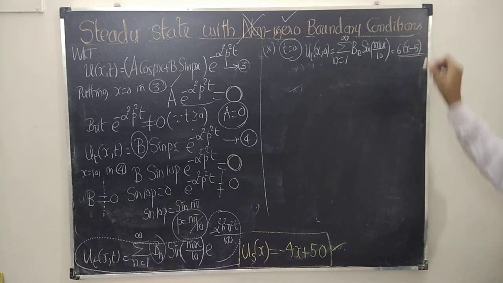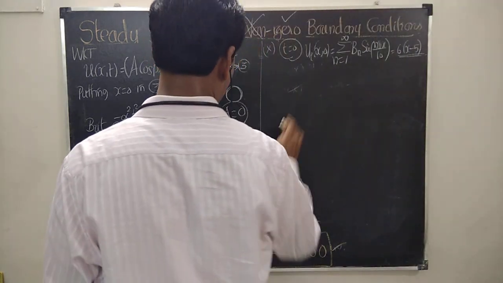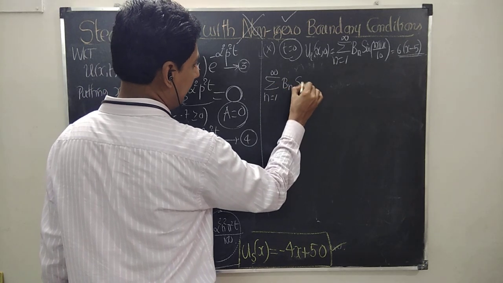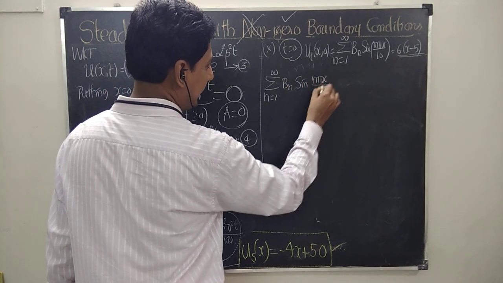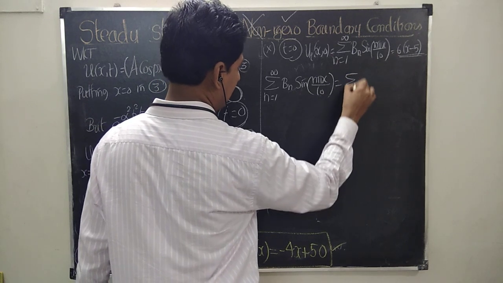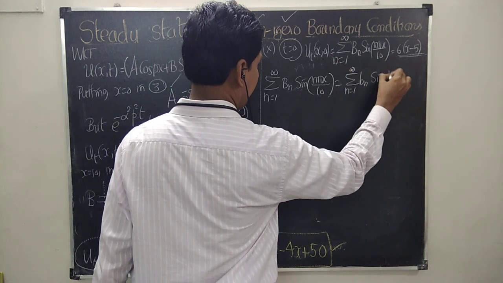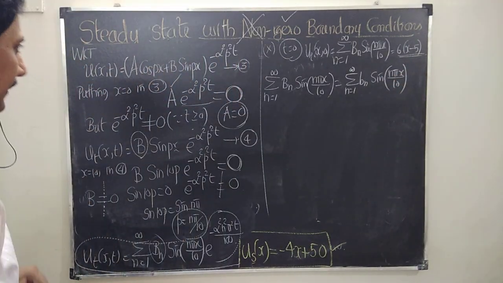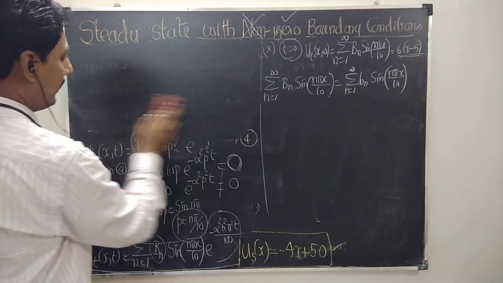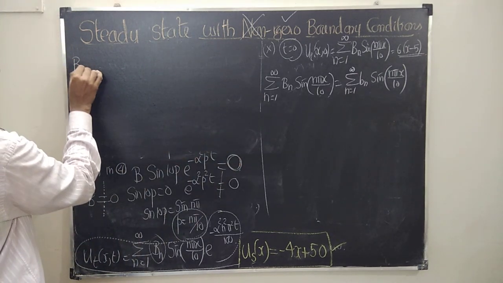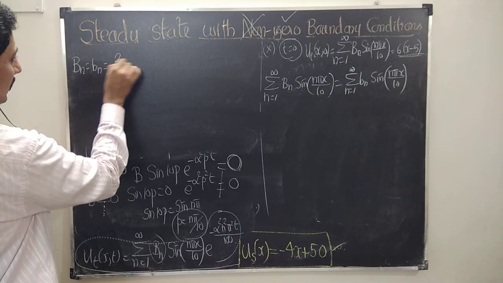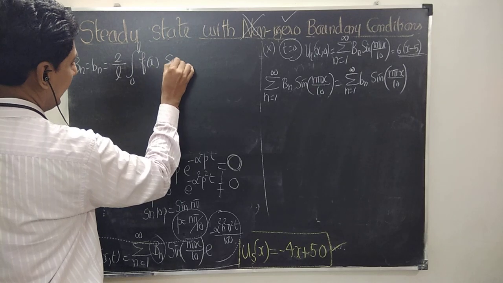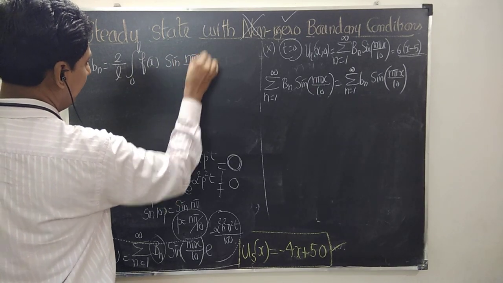So this is a polynomial function. Let us expand this using the half range sine series. We get sigma n equal to 1 to infinity capital Bn sine n pi x by 10 equal to sigma n equal to 1 to infinity small bn into sine n pi x by 10. By comparing both sides, capital Bn is equal to small bn. So what is capital Bn? Capital Bn is equal to small bn, and the formula is 2 by L integral 0 to L f of x sine n pi x by L into dx.